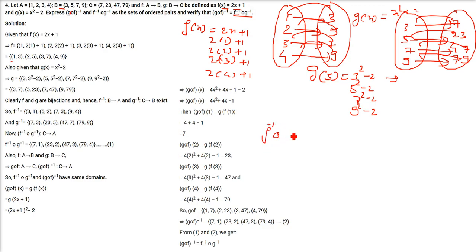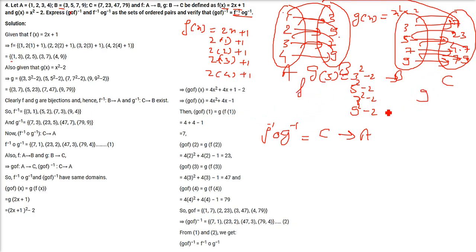Now coming to f inverse operation g inverse. I already told you in the theory how we make it. f is from A to B and g is from B to C. So f inverse operation g inverse will be from C to A. So it will be (7, 1), (23, 2), (47, 3) and (79, 4). This is A to B, B to C.